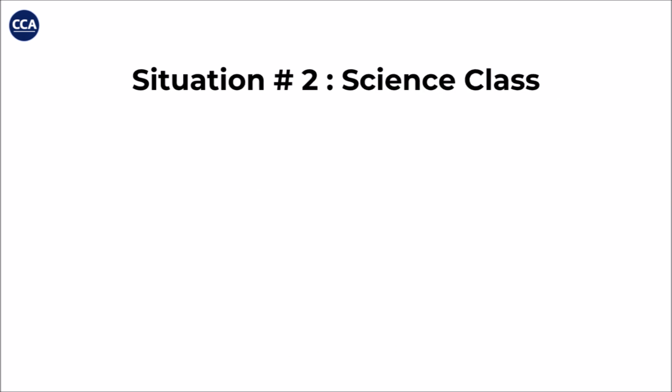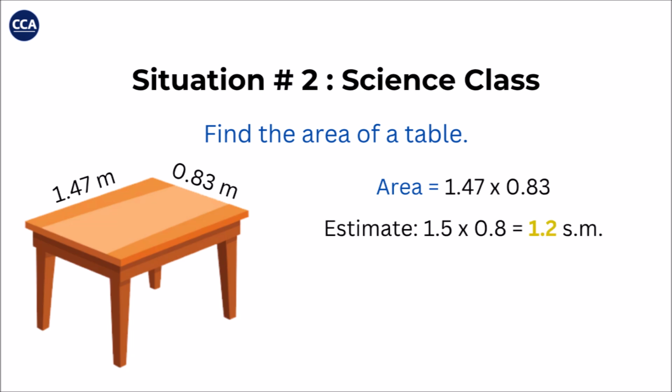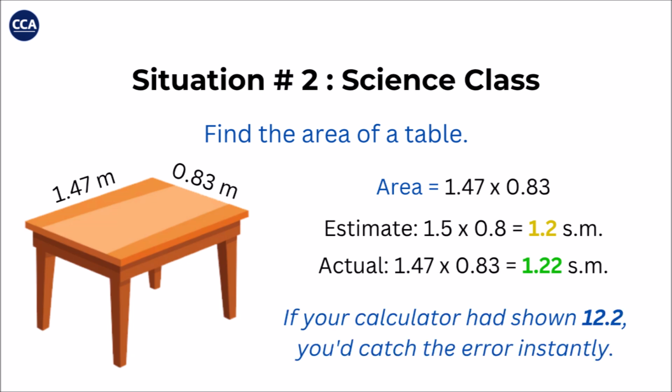Situation 2, science class. You need to find the area of a tabletop. You measure it as 1.47 meters long and 0.83 meters wide. Area will be equal to 1.47 multiplied by 0.83. Estimate value is 1.5 multiplied by 0.8, which is equal to 1.2 square meters. Actual value is 1.22 square meters. If your calculator had shown 12.2, you'd catch the error instantly.